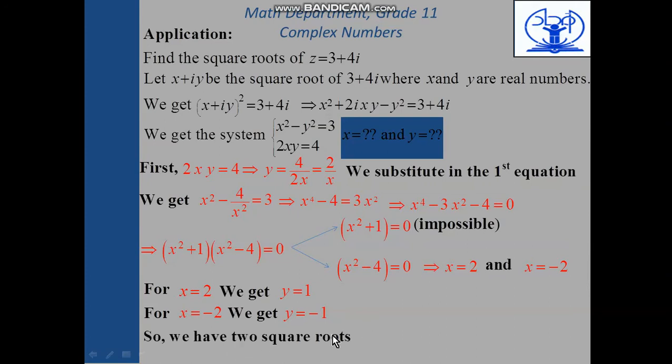Finally, we have two square roots: x plus iy, so 2 plus i, and x minus iy, so minus 2 minus i. Remark that 2 plus i and minus 2 minus i are two opposite complex numbers.